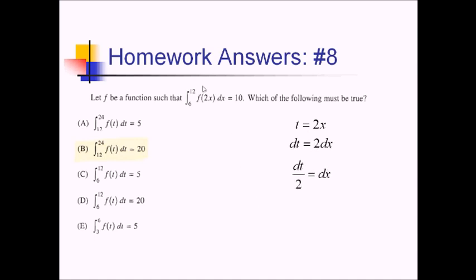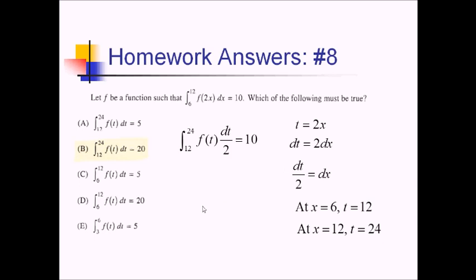And I'm going to swap out these. These are x values. I want t values. So if x is 6, then t is going to be 2 times that, which is 12. And if x is 12, t is going to be twice that, 24. So then I've got the integral from 6 to 12 of f of t, and instead of dx, we've got dt over 2. That all equals 10. So I can pull this 2 out as a 1/2. So I've got 1/2 of this equals 10.